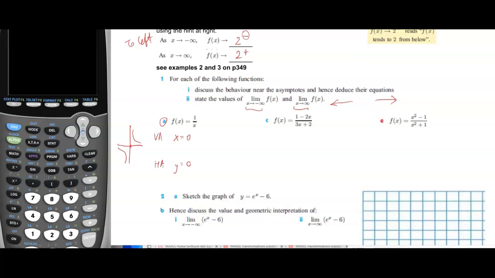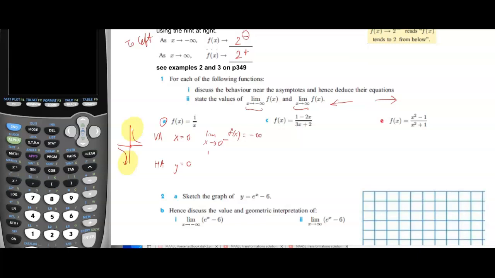We are going to approach the vertical asymptote of x equals 0 in two different ways. One of the ways would be up here, and one of the ways would be down here. So if we approach 0 from the left, then we see that we are going to go down. So that would be negative infinity, right?